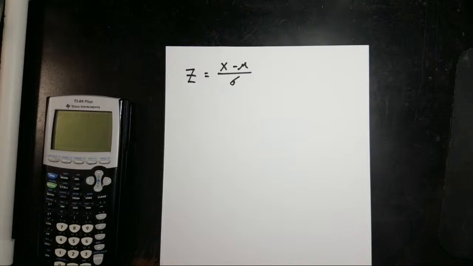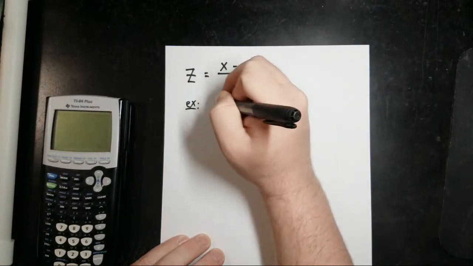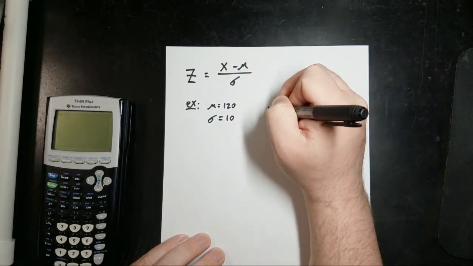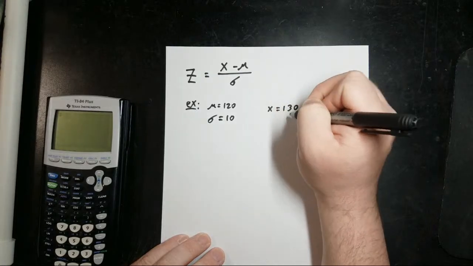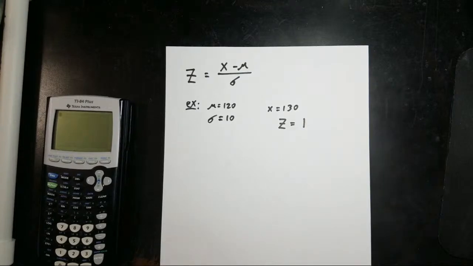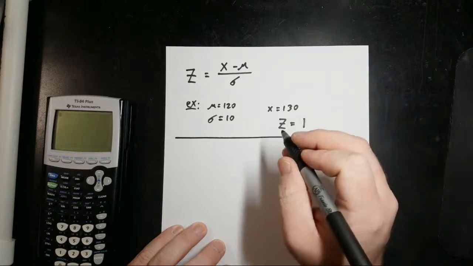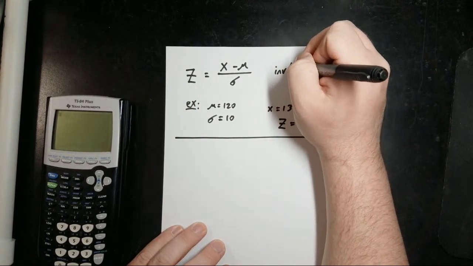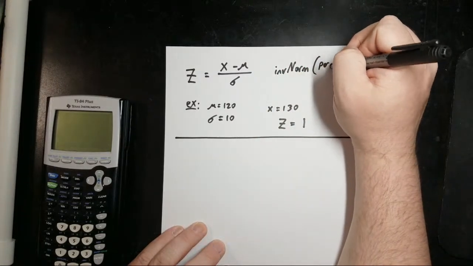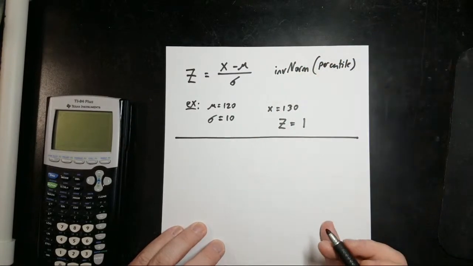So in that example, with a mu of 120 and a sigma of 10, if you were a data point of 130, your Z-score would be 1, because you would lie 1 standard deviation above the mean. If you were to work backwards, that would come into play with the concept of inverse norm. Inverse norm would spit out a Z-score given the percentile that you type in.